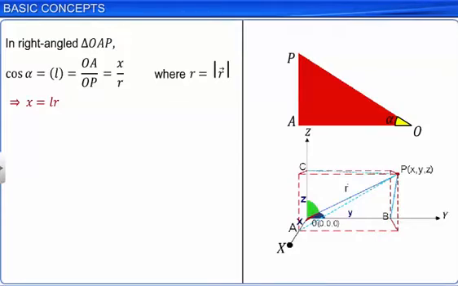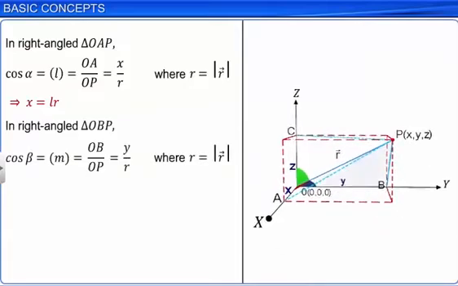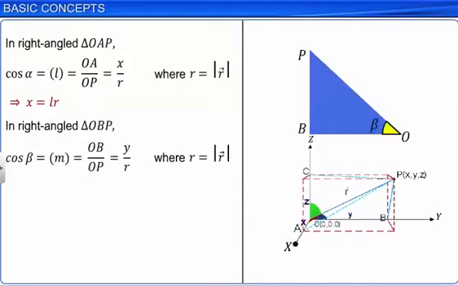In right-angled triangle OBP, cos beta or direction cosine M is equal to OB upon OP or y upon r, where r is the magnitude of positional vector OP. This implies that the y-coordinate of point P is equal to the product of direction cosine M and r, which is the magnitude of positional vector OP.